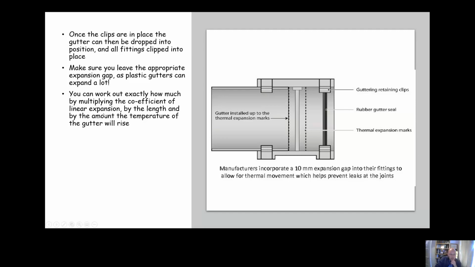You can work out exactly how much the gutter is going to expand by multiplying the coefficient of linear expansion, by the temperature rise that it's going to experience, and by the length as well. So whatever the temperature is going to go up in degrees, you'd multiply that by the length and by the coefficient of linear expansion.